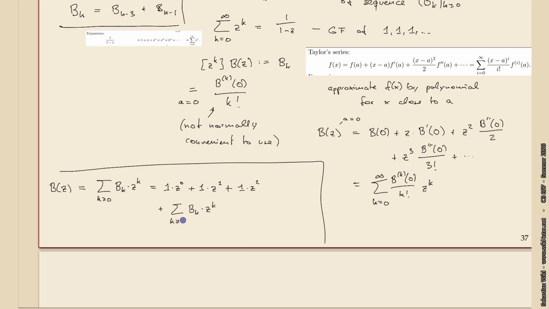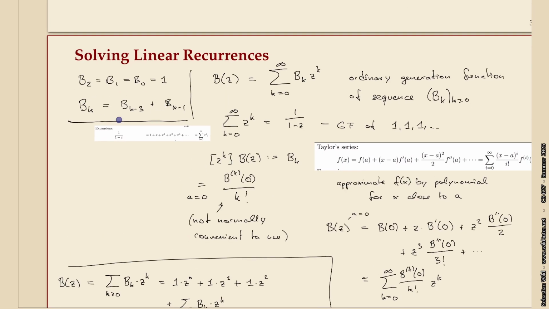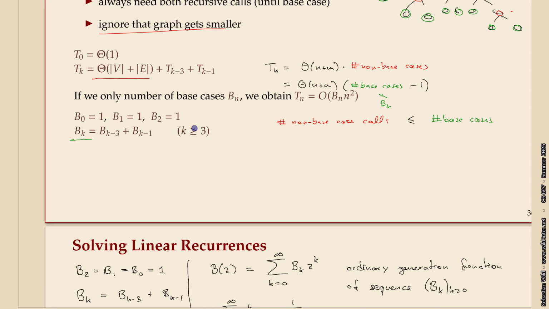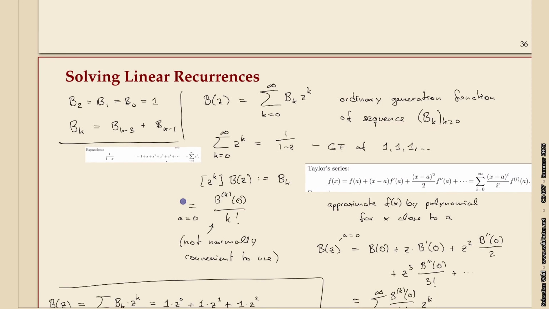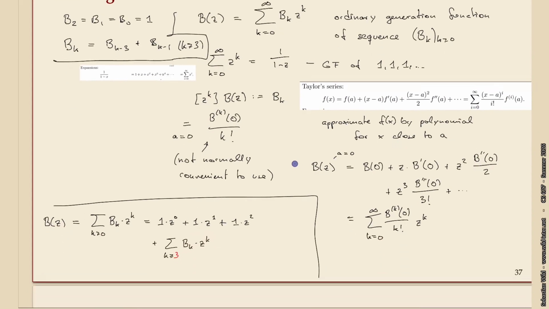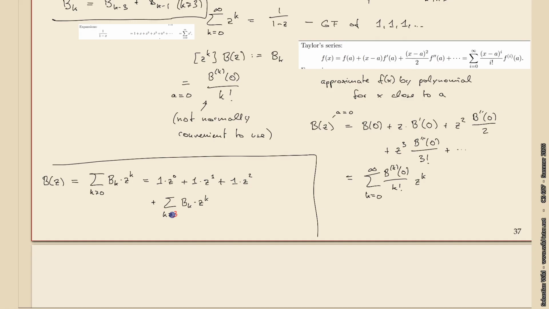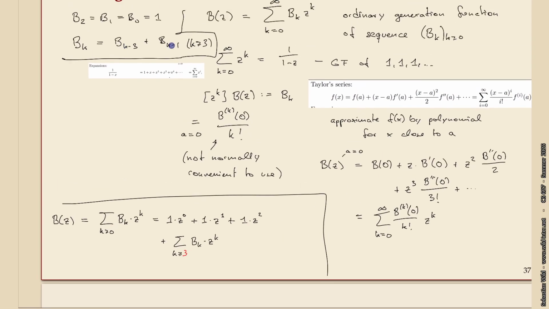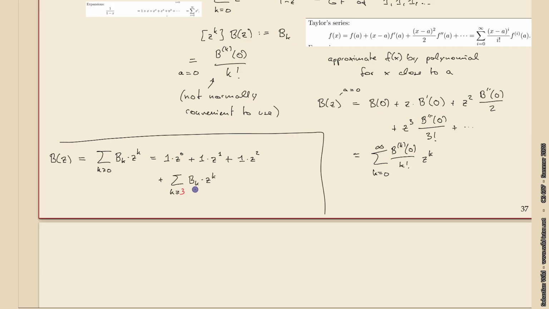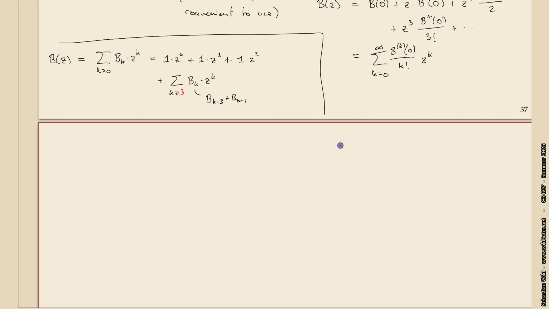It's worth stressing here, this recursion is valid from k greater or equal 3, because it doesn't make sense to talk about b of k minus 3 if that's not at least 0. But here I have k greater or equal 3. So I can now insert my recursive definition. This thing can expand to b of k minus 3 plus b of k minus 1. And that's what we're going to do next.